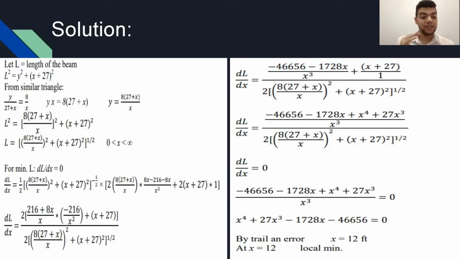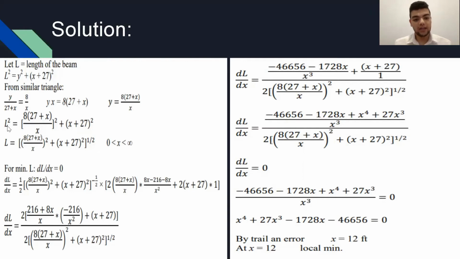So what we can do is y divided by (27 + x) equals 8 divided by x. And then we multiply y by x and 8 by (27 + x). We'll have this right here. We need to get rid of this x, so we'll divide both sides by x and we'll have our y value here. Now we have our y value, we take it and put it in that formula. We'll have this value all squared plus the same one right here, (x + 27) squared.